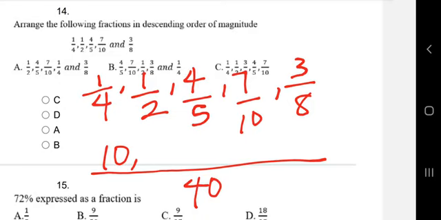Then 40 divided by the denominator of the second fraction, which is 1 over 2. We use that 2 to divide 40, that gives 20. So 20 times 1 gives us 20. Then the next fraction, which is 4 over 5. We use 5 to divide 40, that gives us 8. 8 times 4 gives 32.